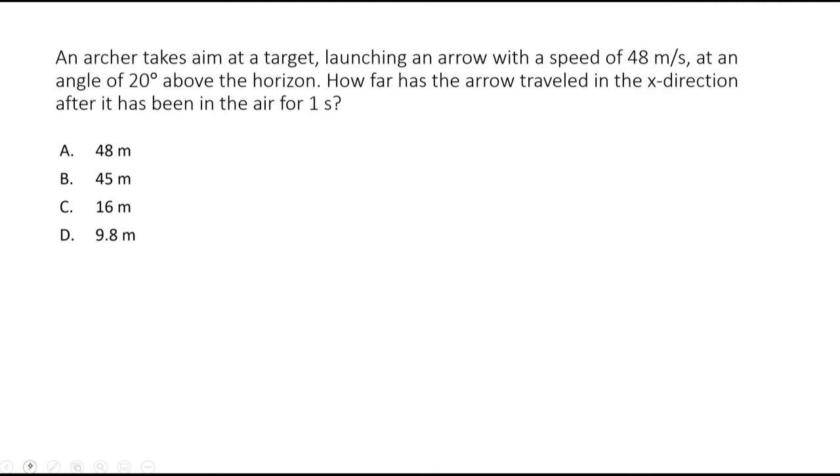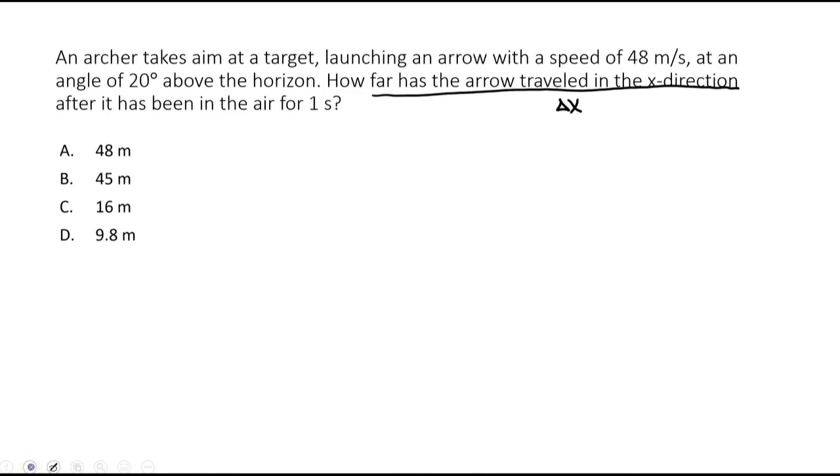Okay, last question here, last practice problem. It's the same problem statement, and now we want to know how far the arrow has traveled in the x direction after it has been in the air for 1 second. This one's a little bit trickier. When we think about how far the arrow has traveled in the x direction, what that's really asking for is the displacement in the x direction, or in other words, delta x. So keep that in mind in solving this problem and just give it your best shot.